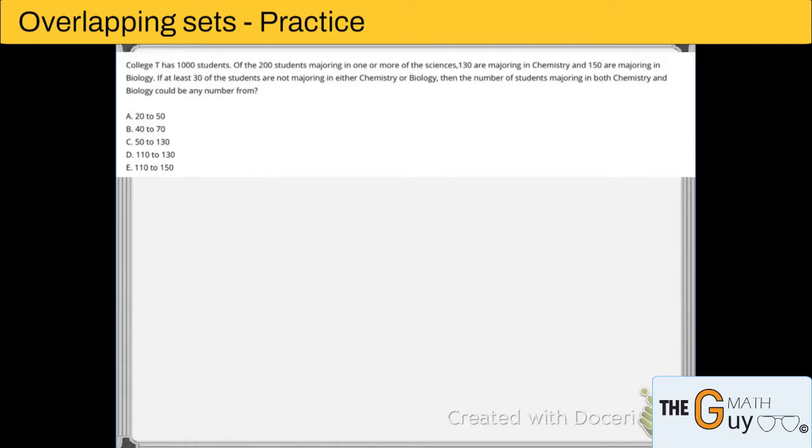We're going to solve a problem in this one. It's a problem solving question from the topic of overlapping sets. Let's crack on with it.